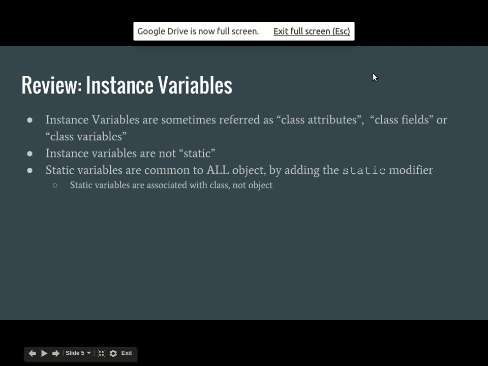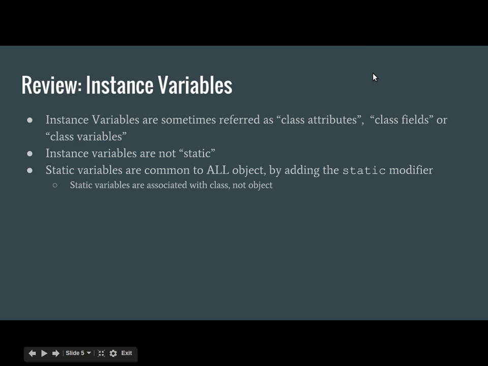However, you notice that these instance variables do not have the keyword static. If you remember what we did before, we always have something like public static int number, or public static void myMethod. Instance variables are not static, so it means that they're not associated with the class. If you say something is static, that means it will be associated with a class instead of instances of that class.